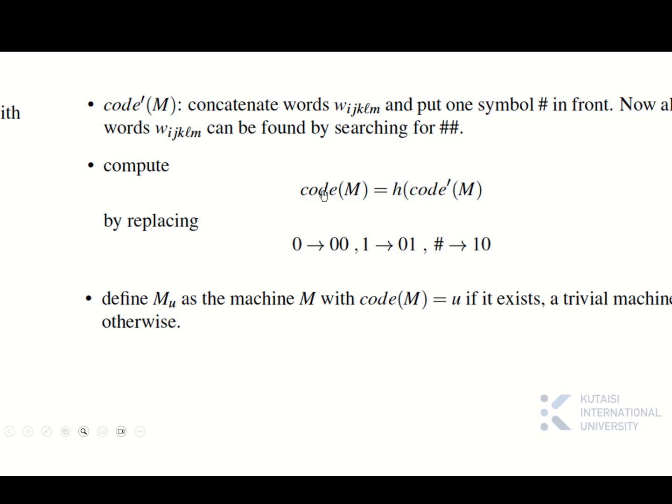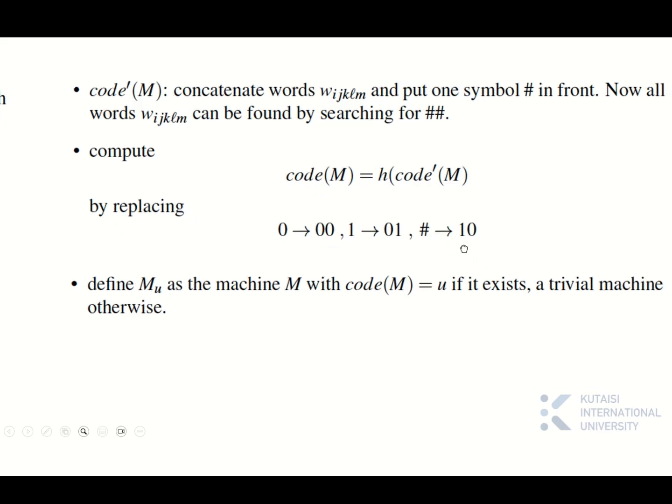And now I want to turn it to completely binary, so I change the code, and I call this code H. We'll get back to this when we do complexity. I change 0 to 0, 0, I change 1 to 0, 1, and I change hashtag to 1, 0. So the only place you will see 1, 0 now, if you read by 2's, will be the hashtag. So you're able to recognize hashtags now.